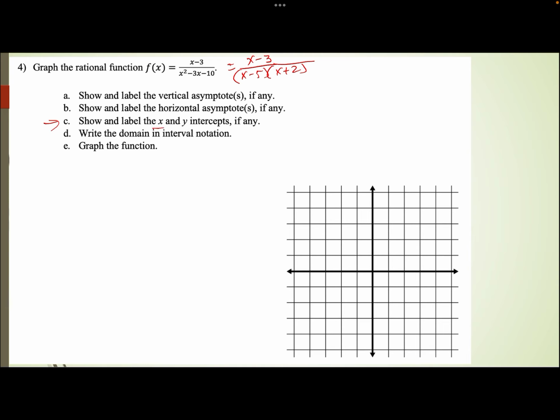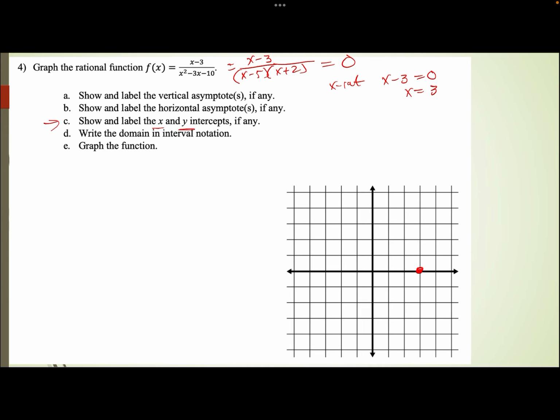To find the x-intercept, I want to make y 0. So how do I make this equal 0? Well, the only way I can is to make the top 0. That's why your formula sheet says to make the numerator 0. So to find the x-intercept, I make x minus 3 equals 0, and I get x equals 3. So there's my x-intercept right there.